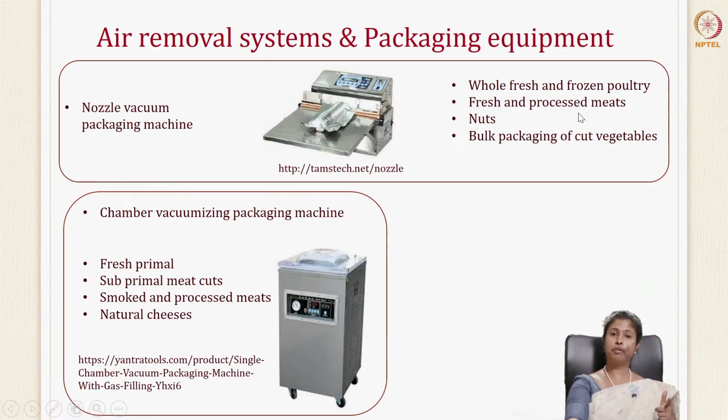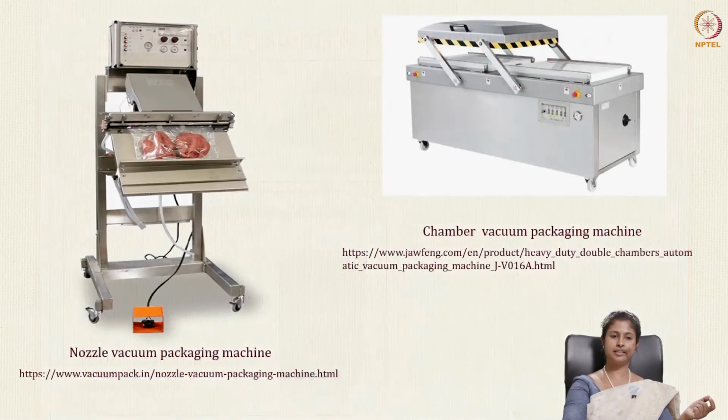So the applications of your nozzle vacuum packaging can be for your whole fresh frozen poultry, number one, for processed meat, for nuts, and for bulk packaging of cut vegetables. On the other hand, for chamber, you can use a number of other products like your fresh primals, your meat cuts, your smoked and processed meat, natural cheeses. Anything which is in a block and which is solid can be put in your chambers. One of the disadvantages, you will not be able to vacuum package powdered materials because that can be sucked in and block the nozzle and other chambers.